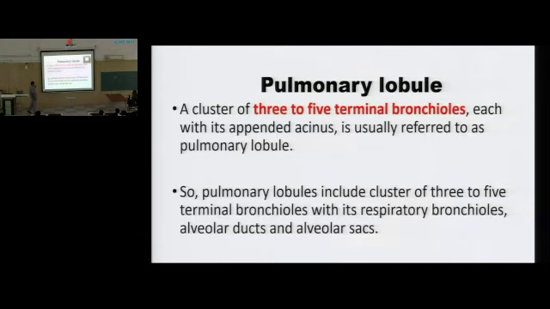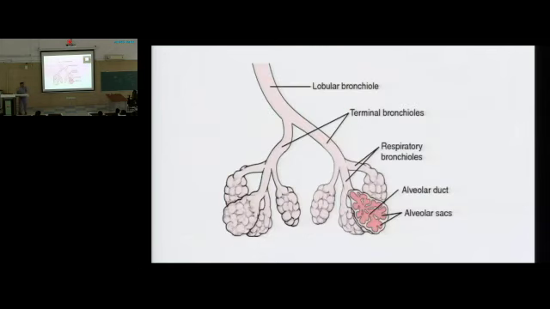This is the theoretical text. We can see what a pulmonary lobule is. It is a cluster of 3 to 5 terminal bronchioles, each with its appendage, that is the acinus, usually referred to as a pulmonary lobule. This is a diagrammatic representation. You can see the terminal bronchiole followed by the respiratory bronchioles, alveolar duct and alveolar acini. The combination of these structures, 3 to 5, will form one lobule.